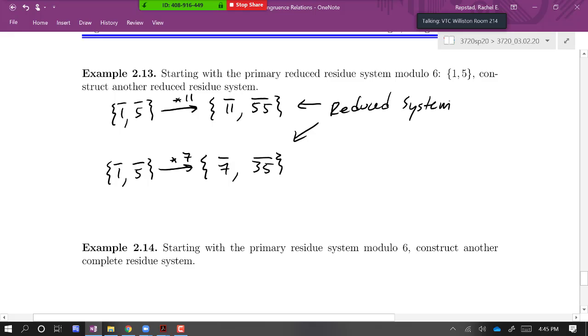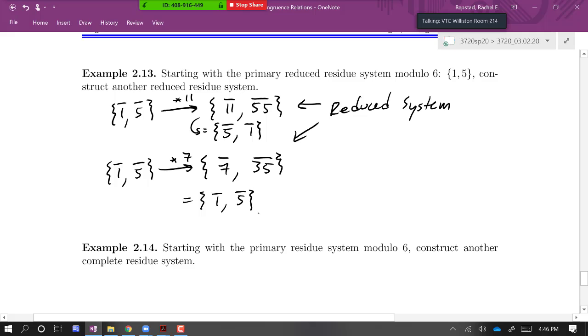And in fact, if we reduce mod 6, right, 11 mod 6 is not 1. 11 mod 6 is -1, or 5, actually. And 55 mod 6 is 1, because 54 is a multiple of 6. 7 mod 6 is 1. 35 mod 6 is 5, because 30 is a multiple of 6. So they all reduce to the same set.